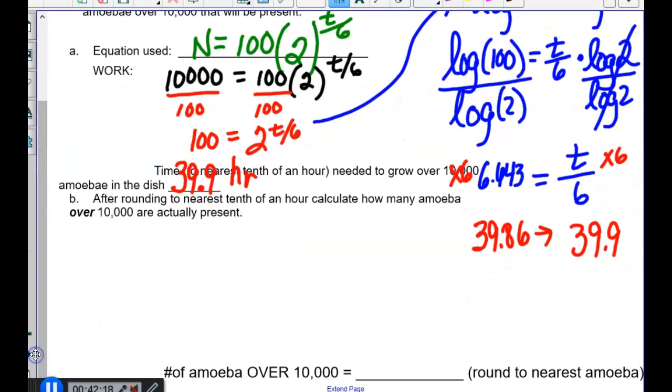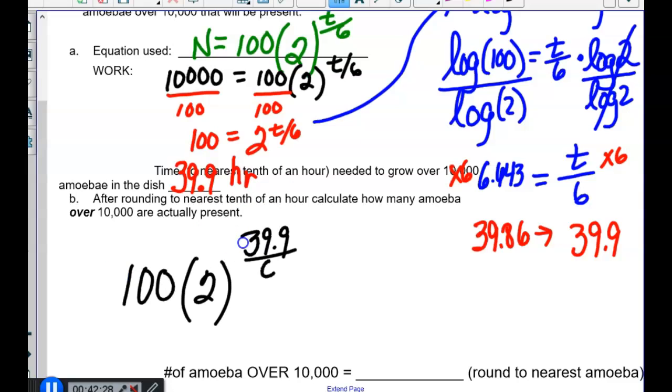How are we going to figure out how many extra amoeba we ended up with? Yeah, let's just put it back in. 100 times 2 to the 39.9 over 6. Can you do that? 100 times 2 to the power of 39.9 divided by 6. Did we end up with extra amoebas? If we didn't get over 10,000, well, then you would have to go back and round differently.